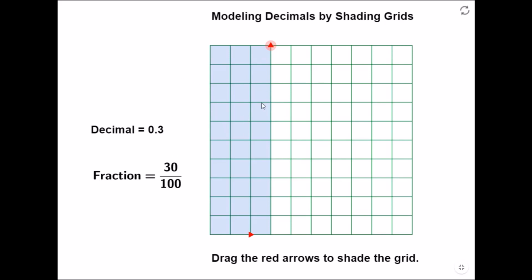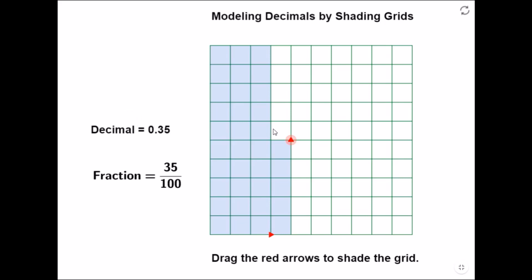Now we're going to be shading 5 more, which will mean it's going to be 30. Now 30 are shaded, which means as a fraction it is 30 over 100. As a decimal, it's 0.3. Now we're going to be shading it until 35 is shaded. Now 35 are shaded. Here there are 3 tens, and here there's 5. As a fraction, it is 35 over 100.